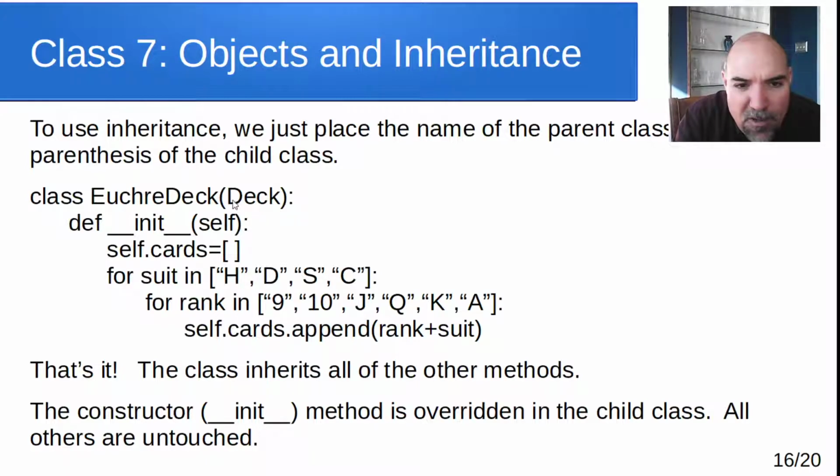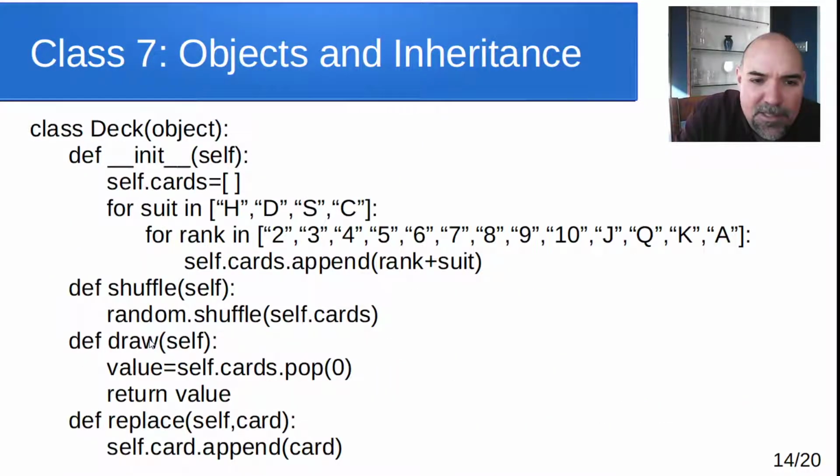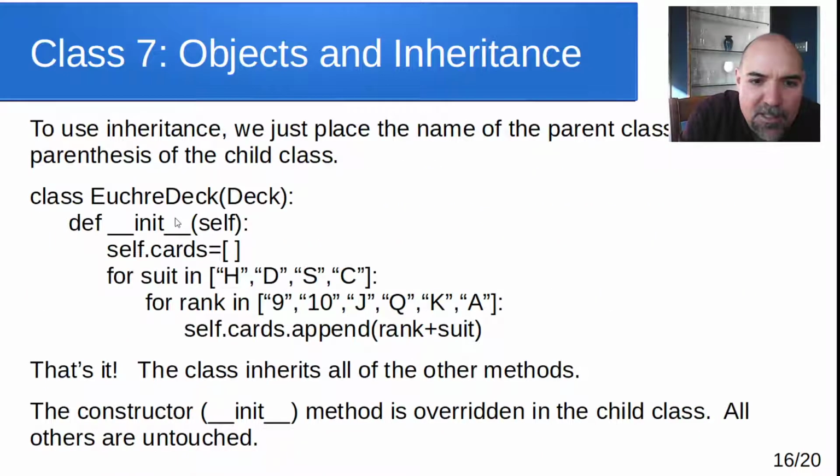So in other words, it's going to get all of the attributes and all of the methods from the existing class deck. But notice we have this def __init__ here. This says this is overriding the constructor of the original one. So as a reminder, the original looked like this. So we're going to get all of these things, but we're going to replace this one with a new constructor that now looks like this.